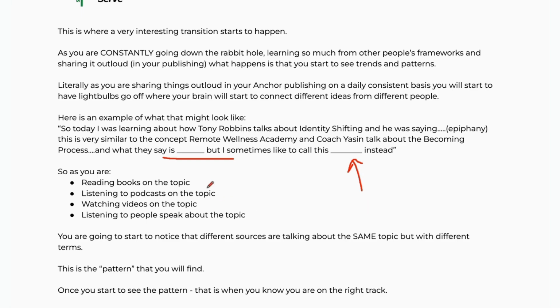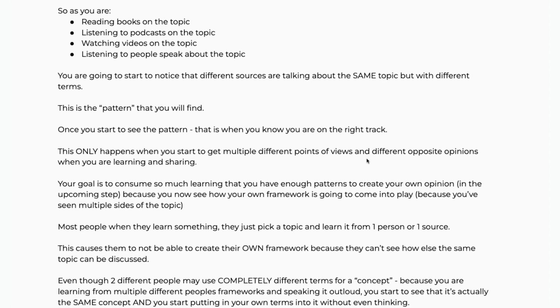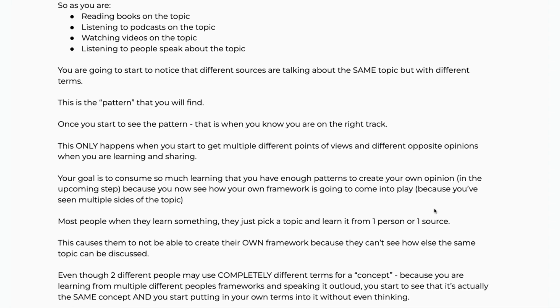And so as you're going through those books and listening to the podcasts and watching the videos, you're starting to notice that different people are talking about the same concepts, and all they're doing is using different terms. It is at that point that you have started to identify the patterns, right? When you start to identify these patterns is when you know that you are on the right track of starting to be able to create your own framework.